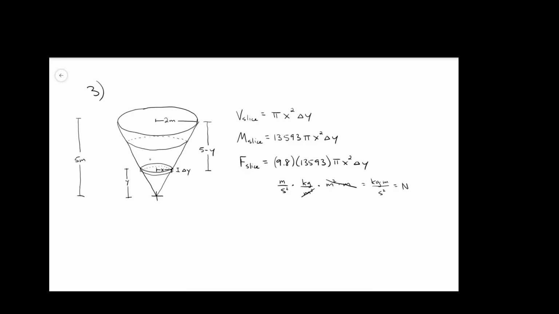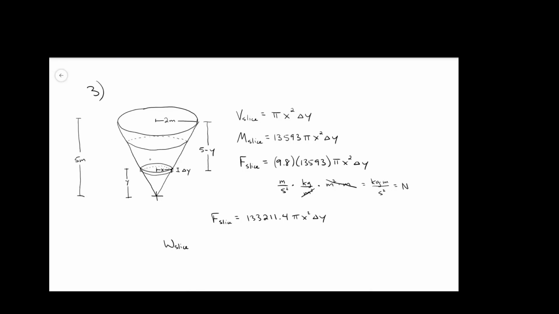Okay, so finally we got to the point where we're at the force on the slice, and I'm going to go ahead and simplify that. So that gives us 133. The force on the slice is 133 to 11. That's 0.4 pi x squared delta y. Okay, now let's do the work on the slice.